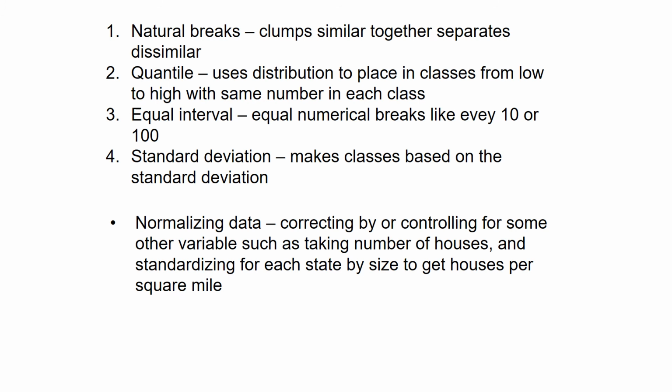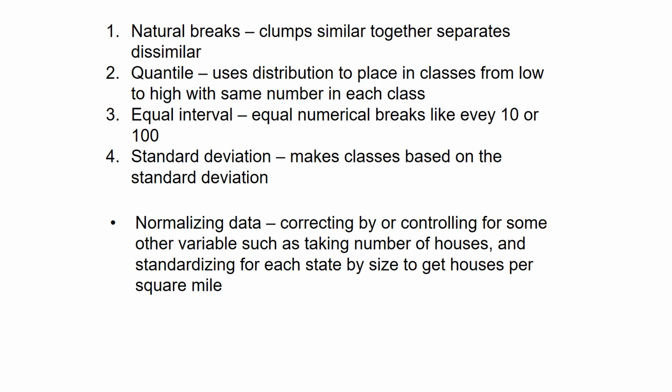A couple of techniques we're going to talk about is natural breaks. It clumps things together and it separates things that are not alike. Quantiles use the distribution to place stuff in classes from low to high, where every class has the same number of participants. Equal interval breaks on a numeric scale, for example, like every 10 or every 100. Standard deviation is similar to equal interval, but it's based in terms of numbers of standard deviation as the interval.